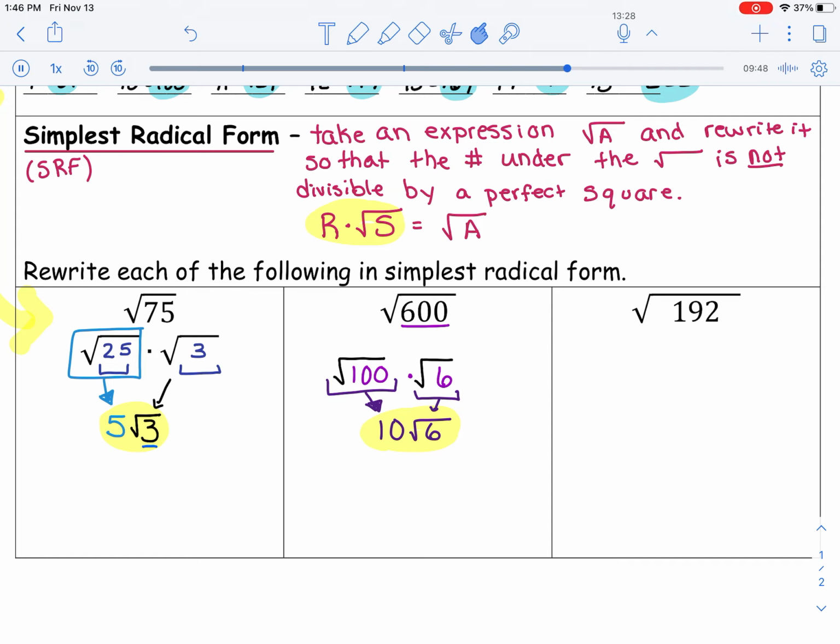Now, some people might say, but Miss Shana, I could say that root 6 is root 3 times root 2. And while that's true, neither one of those has a perfect whole number square root. So 3 and 2 are not perfect squares, so I wouldn't want to break down my 6 into those factors.